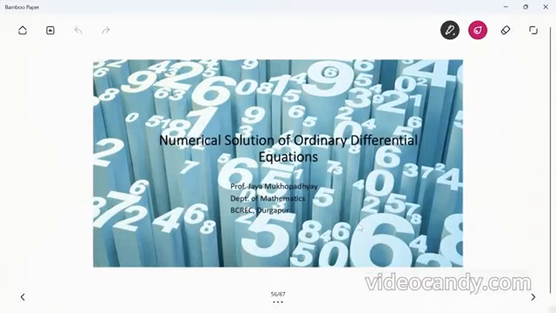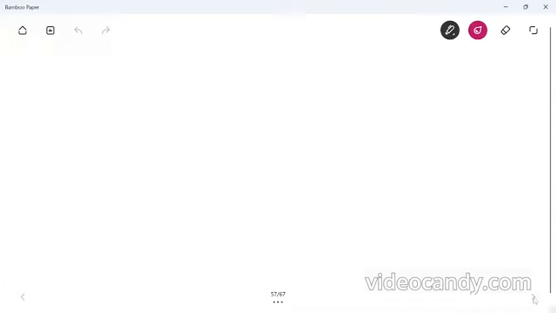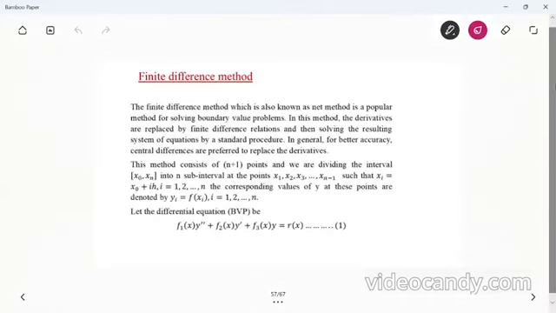Good morning all. In our previous lecture we discussed the numerical solution of ordinary differential equations, part 1. Now we are discussing the numerical solution of differential equations, part 2. In the previous part we discussed Euler's method. We will go to methods of order 2 and order 4. Now we will discuss the finite difference method.